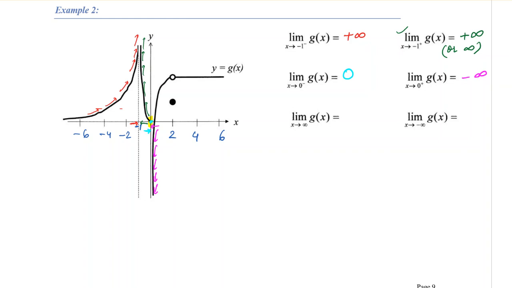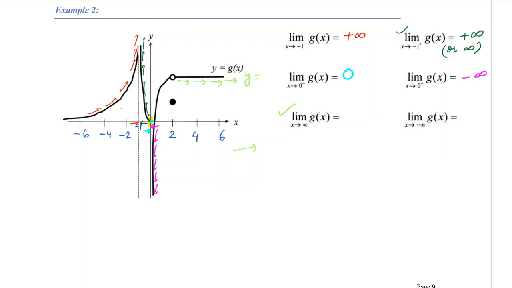All right, so let's take a look at the next case, when x is approaching positive infinity. When x is really big, what happens to the y value? No matter how big x gets, the y value is approaching a particular, finite value of y.